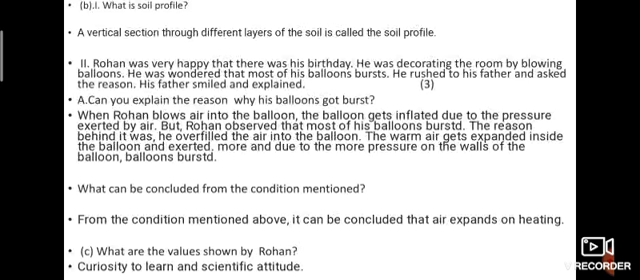Next one, what is soil profile? A vertical section through different layers of the soil is called the soil profile. It has only one mark, so I give it simply. Okay, and I have to write it with the examples. Soil profile: horizon A, horizon B, horizon C and bedrock, parent rock.